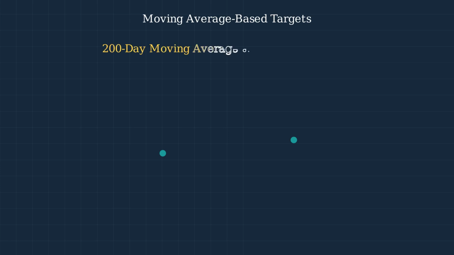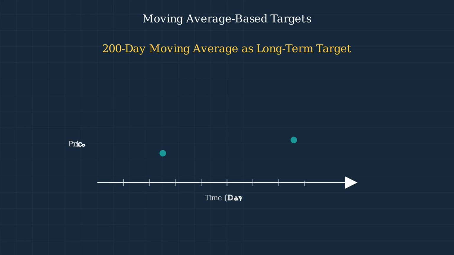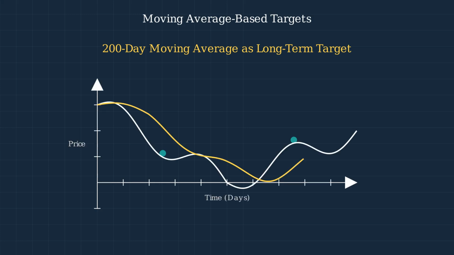The 200-day moving average is often used as a long-term price target during major trend reversals. During bearish market conditions, the 200-day moving average often acts as resistance. In a major trend reversal, prices often move back toward the 200-day moving average. This creates a clear price target that can be used for position sizing and profit taking.